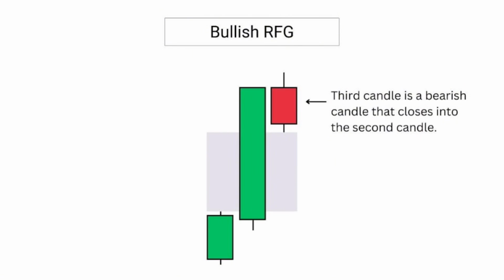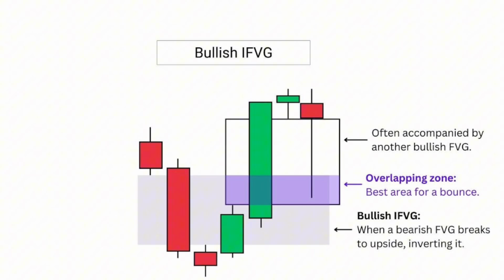And the last pattern of bullish FVGs is the inverse fair value gap. Additionally, an inverse fair value gap often forms alongside another fair value gap, creating an overlapping zone. This overlap acts like a key area of interest, offering traders a powerful zone to watch for a potential bounce.